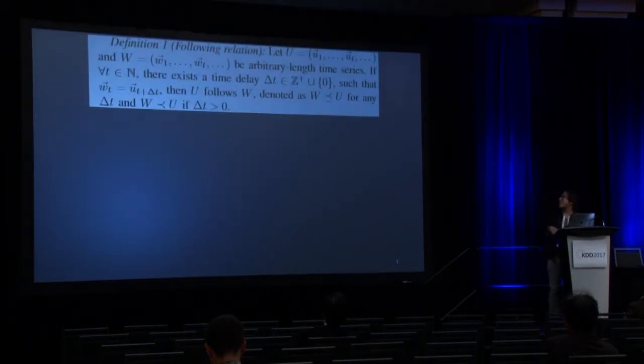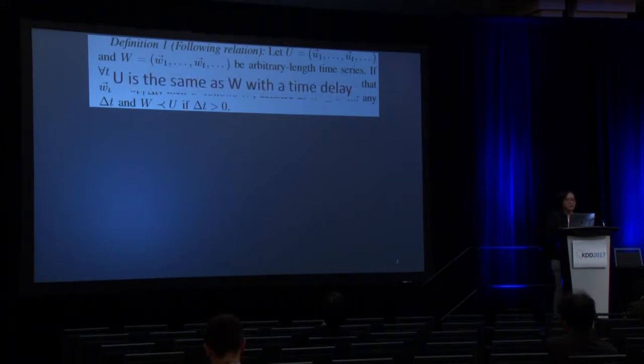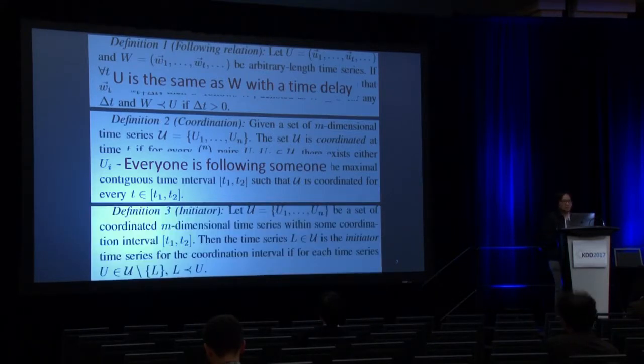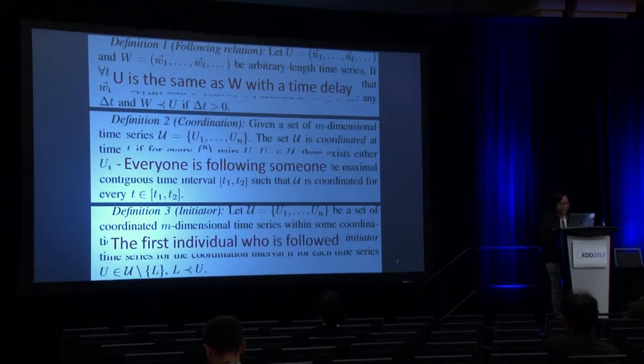Here's the definition of the following relation. It seems a bit complicated, but it's just that if time series U is the same as Q with some time delay, a following relation happens. And how do we know when the coordination happens? Simply, coordination is a time when everyone is following someone. Lastly, the initiator is just the first individual who is followed by someone.